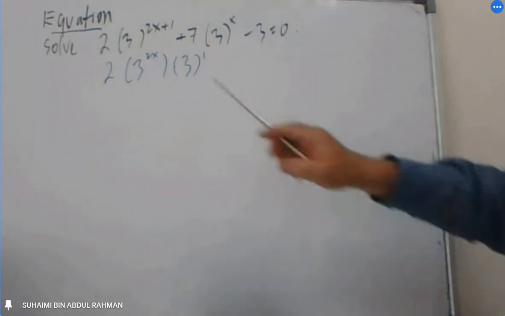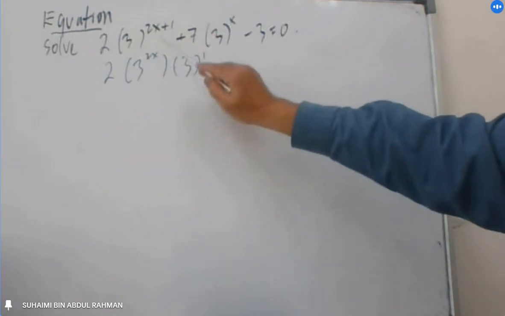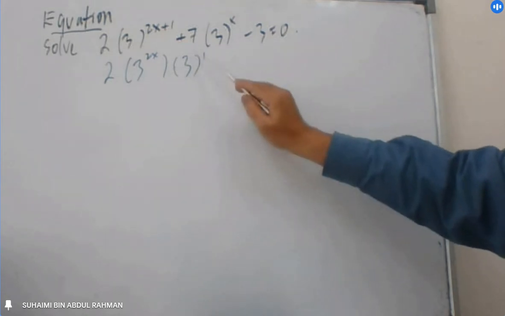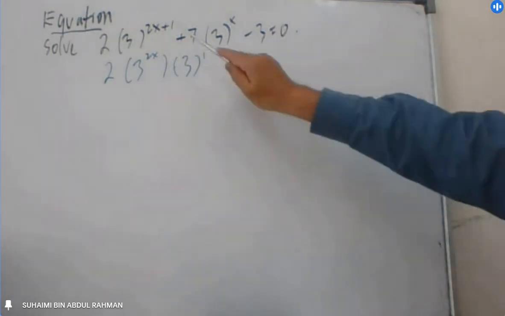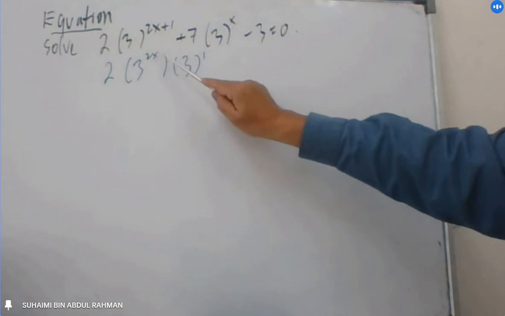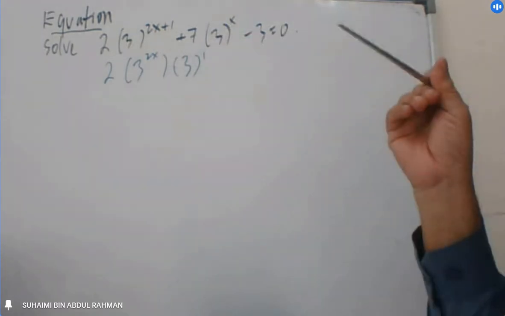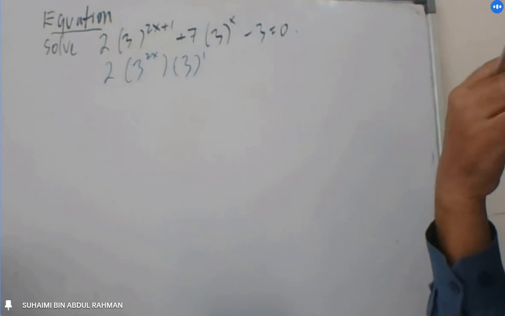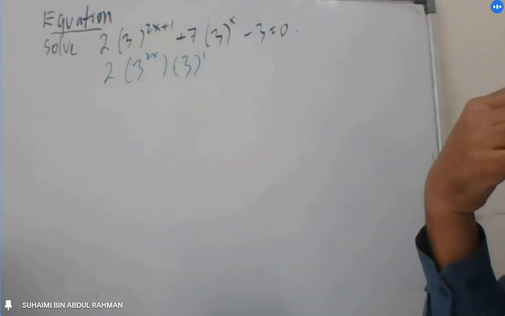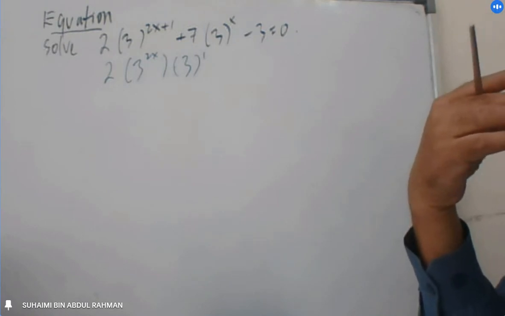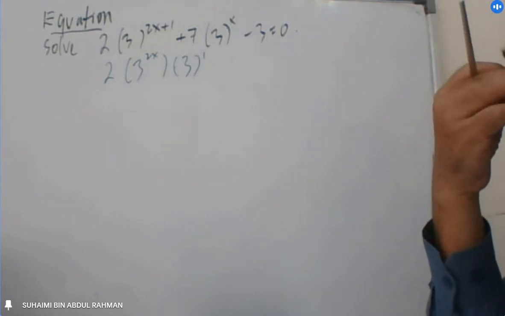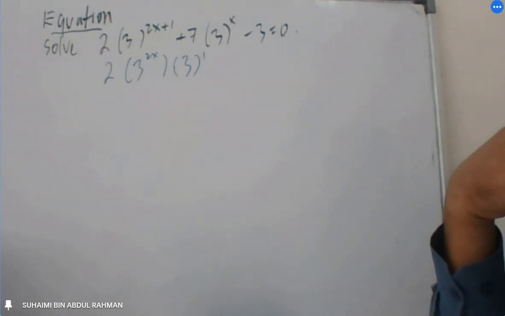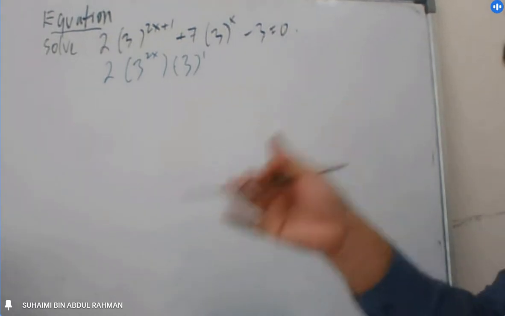Yes. 3 to the power of 2x plus 1, we can rewrite as 3 to the power of 2x times 3 to the power of 1, because addition here becomes multiplication. You have to look back at the laws of exponents, which we did not study when we studied exponents, because you're supposed to know it even before.